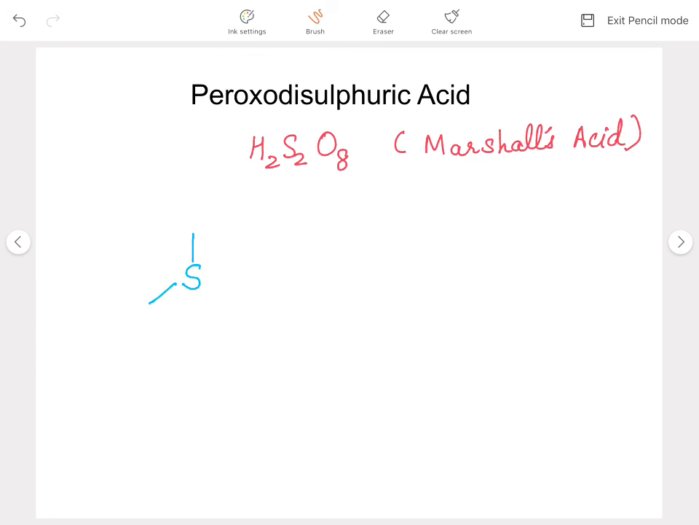So we have to start with sulfur atoms, the central atoms, with valencies in a tetrahedral manner as earlier. Then 2 OH bonds, 1 with each sulfur, and in the center the 2 sulfur atoms are joined by a peroxide linkage, and the rest of the bonds are double bonds with oxygen atoms. So this is the structure of peroxodisulfuric acid.